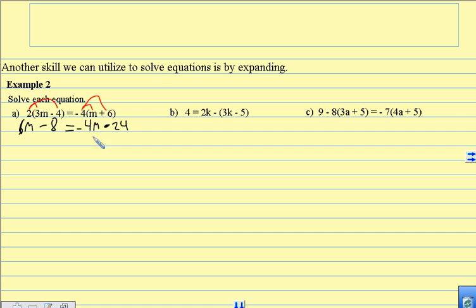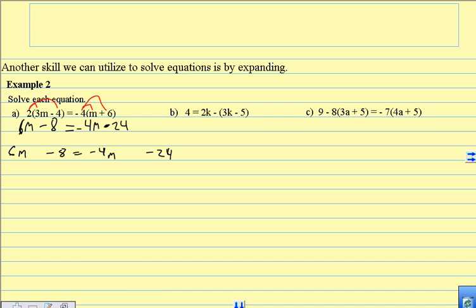We just have to bring all the variable terms to the one side and all the constant terms to the other. I'm going to choose in this case to bring all the variable terms to the right side, because if I bring this negative 4m to the other side, I'm going to have to add a 4m here, and I'm going to have to add a 4m here, so I'm going to be dealing with positive m's. So I'll rewrite it, 6m, I'm going to leave some space, minus 8 equals negative 4m, leave some space, minus 24.